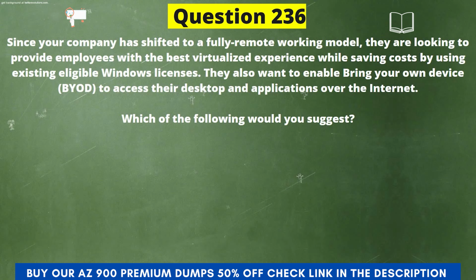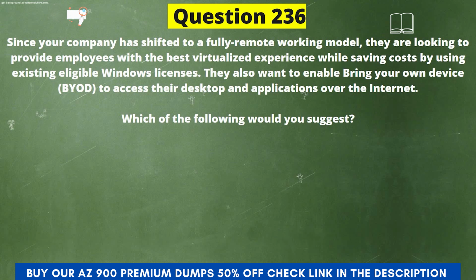Next question. Since your company has shifted to a fully remote working model, they are looking to provide employees with the best virtualized experience while saving cost by using existing eligible Windows licenses. They also want to enable bring your own device to access their desktop and applications over the internet. Which of the following would you suggest?